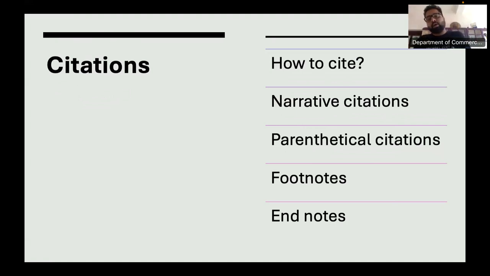Then citations, how to cite? That is again the question. Students are committing mistakes while citing. They don't have proper awareness about citation. There are two citation styles, and again they can use footnotes and endnotes while writing a literature review. These footnotes and endnotes provide additional information, and the citations show from where you have taken the data, from where you have taken the study, which will be useful for others. Otherwise, your contents may be plagiarized without giving citation. So you cannot say that you are not the owner of that content.